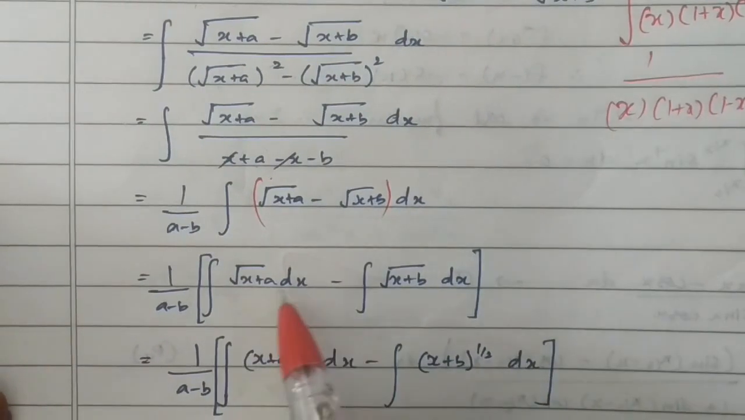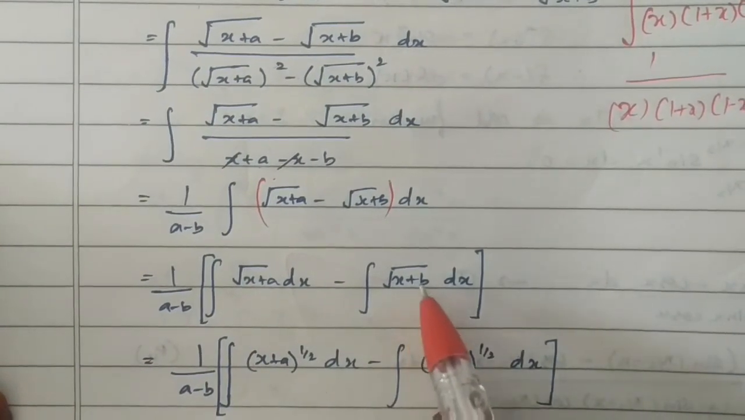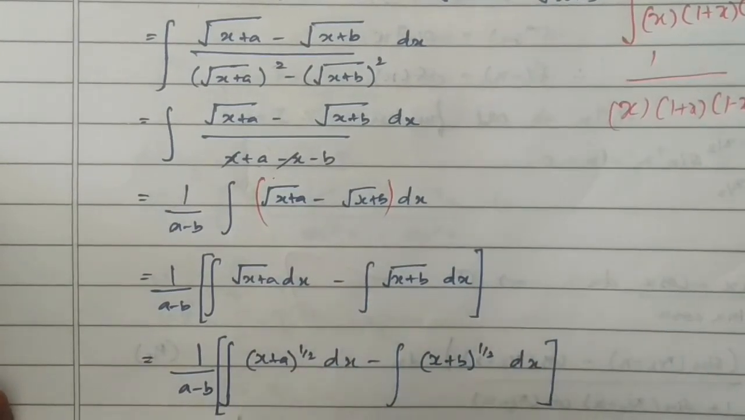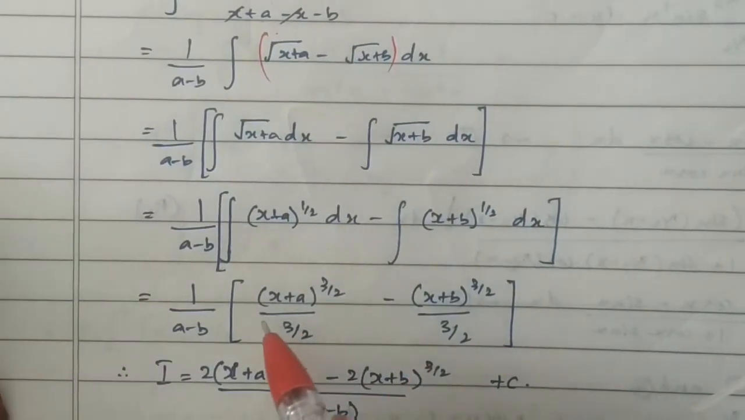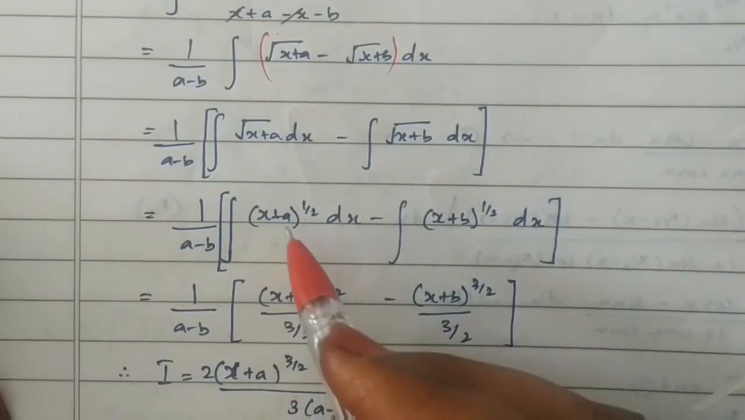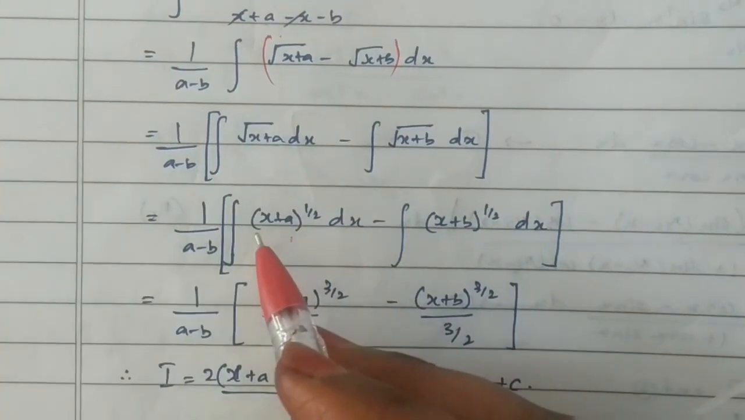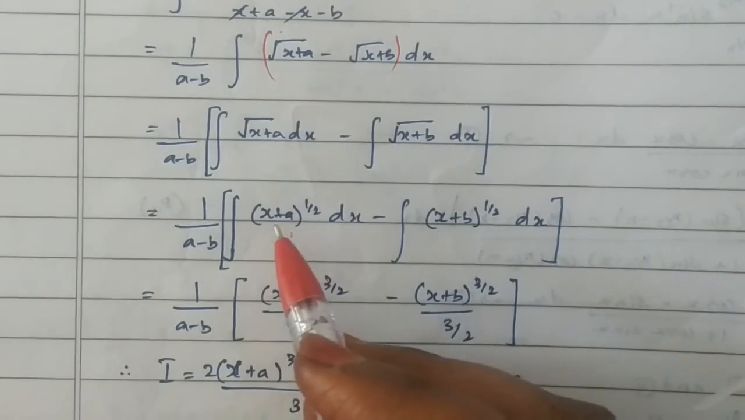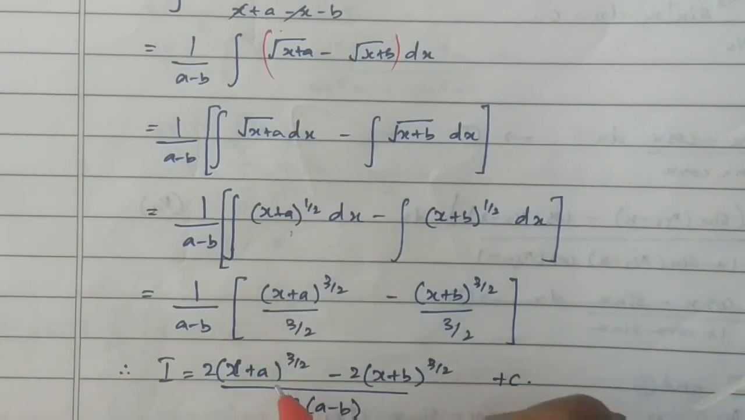Root of (x plus a) can be written as (x plus a) the whole power half. Root of (x plus b) can be written as (x plus b) the whole power half. We write the square bracket because 1 by (a minus b) is common. Now when you integrate, if there is a coefficient of x other than 1, or if it is negative, you need to be extra careful. But here it is 1, so no need to worry about that. So you can just integrate as it is.